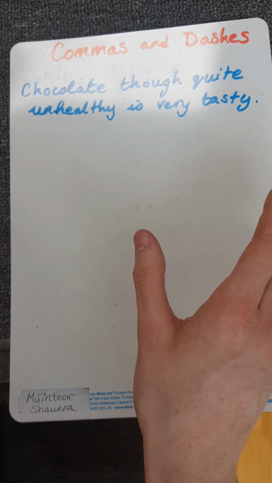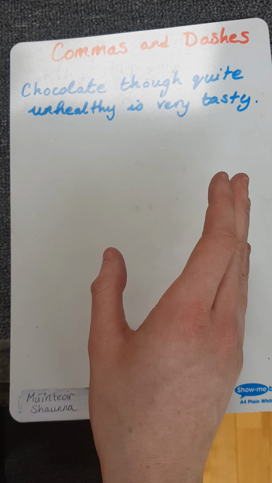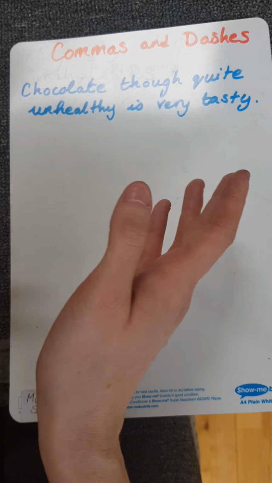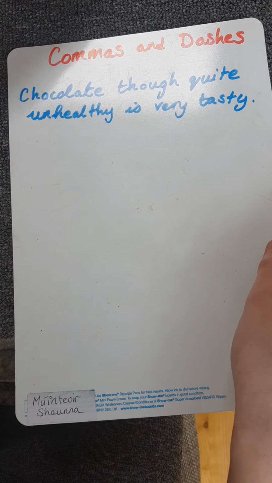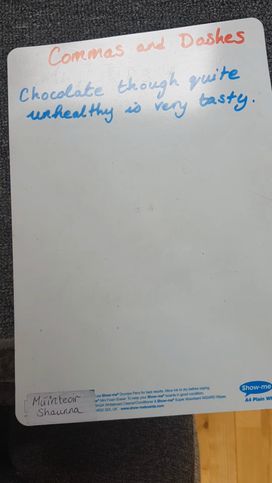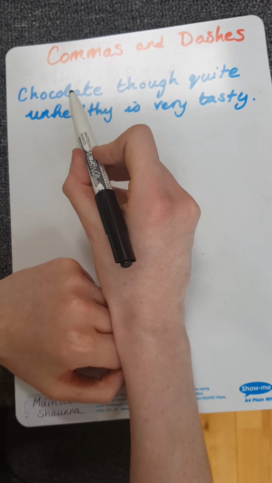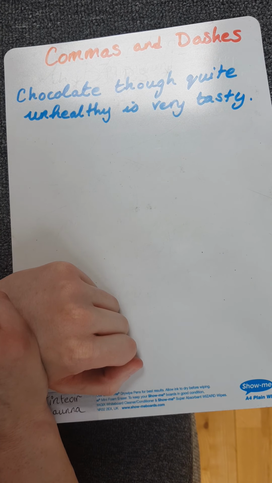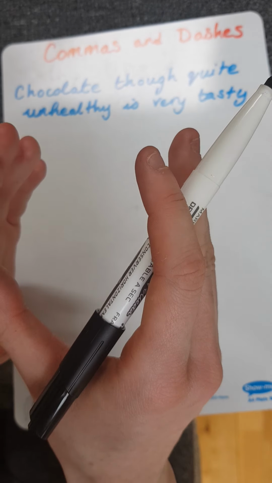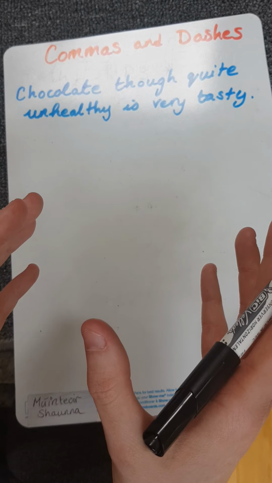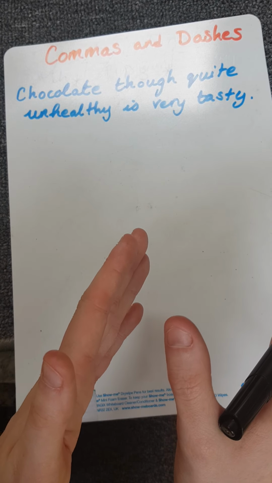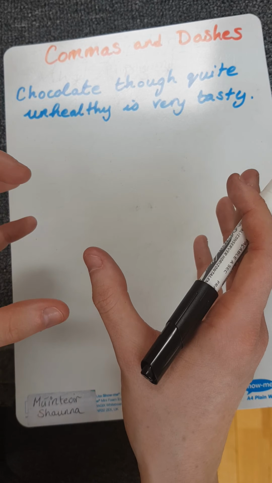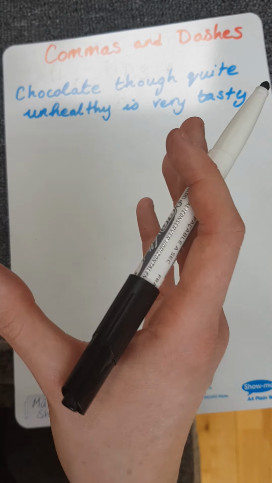So we have to break down what information is in it, what pieces of extra information are in it, and where we can separate the extra information out from the main information, okay? So I'm going to do that with a black marker. Chocolate, though quite unhealthy, is very tasty. Well, as I said, the main piece of information is usually at the end of the sentence, and the added or extra information is usually in the middle, and it's the extra information that we want to separate out with a comma and a dash.